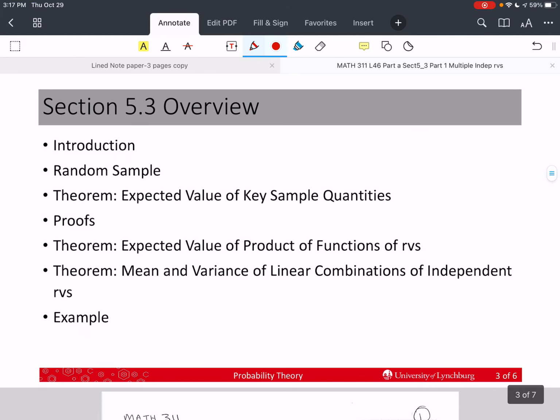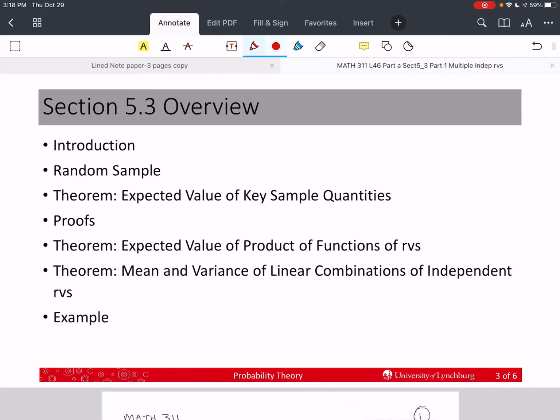So in this section, our overview is 5.3 in the book. We're going to introduce the topic of the different random variables being independent and give a kind of soft introduction into the more technical aspects of this. We're going to define a random sample and talk about some of the properties of a random sample. And then we're going to, and this is again very important for next semester, give some theorems. One of them is on the expected value of some key sample quantities, such as the x bar, which is the sample mean, the sample variance, and the sample standard deviation.